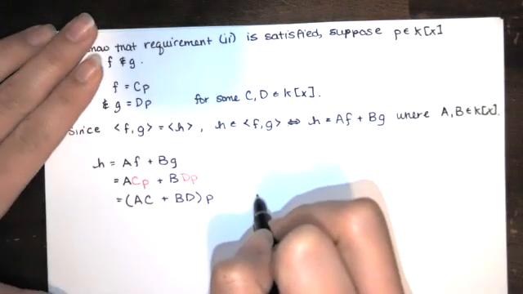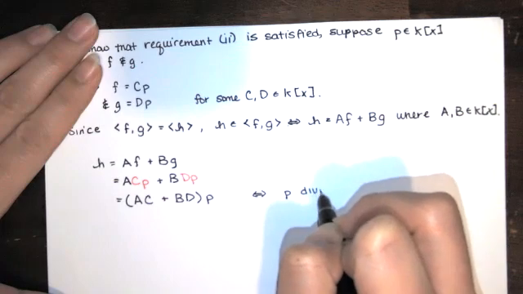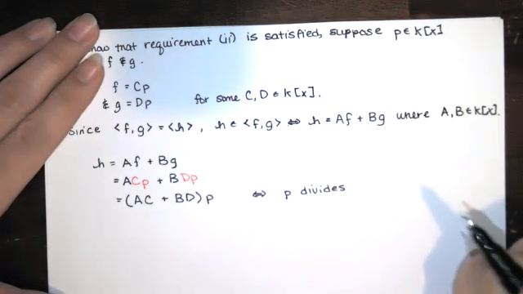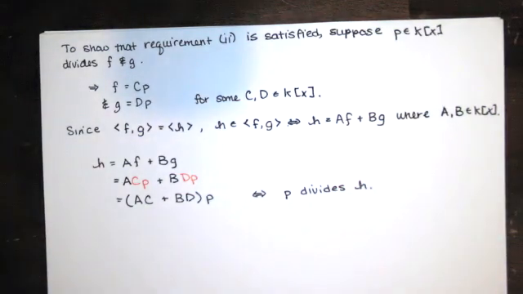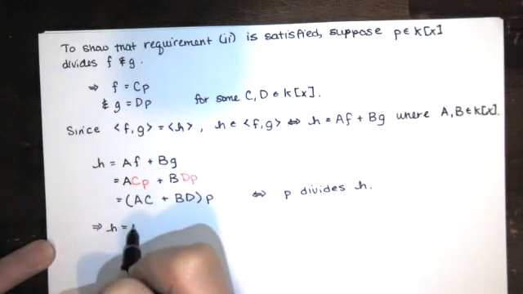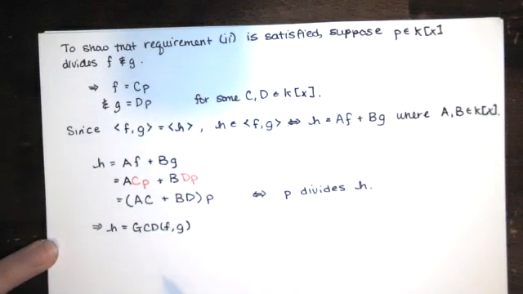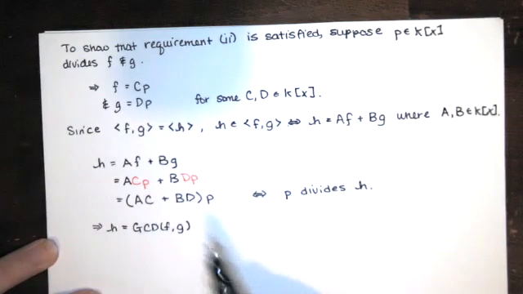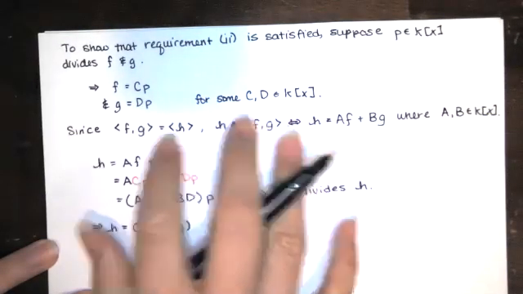So that means that P divides H. So both requirement 1 and requirement 2 for the GCD is satisfied. So that means that H is equal to the GCD of F and G. And we've also shown that H is the generator of the ideal generated by F and G. It is one of the generators of this ideal.